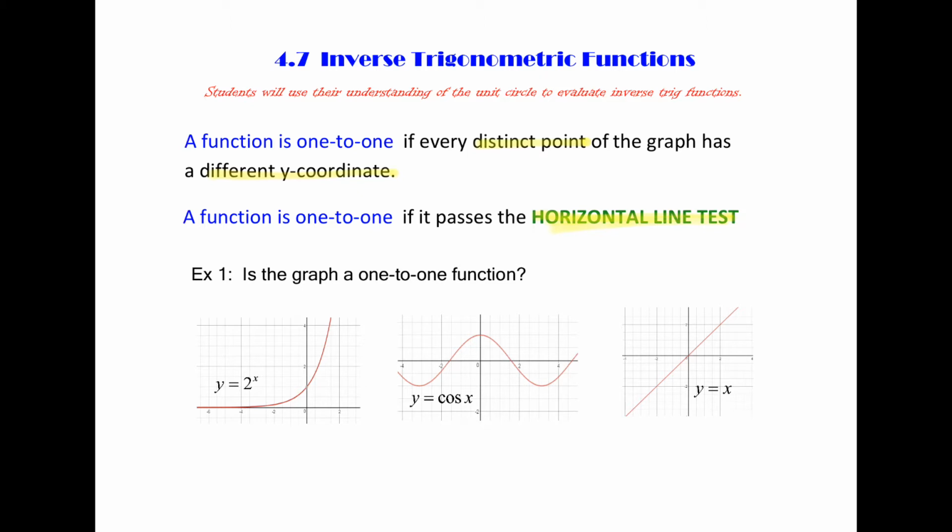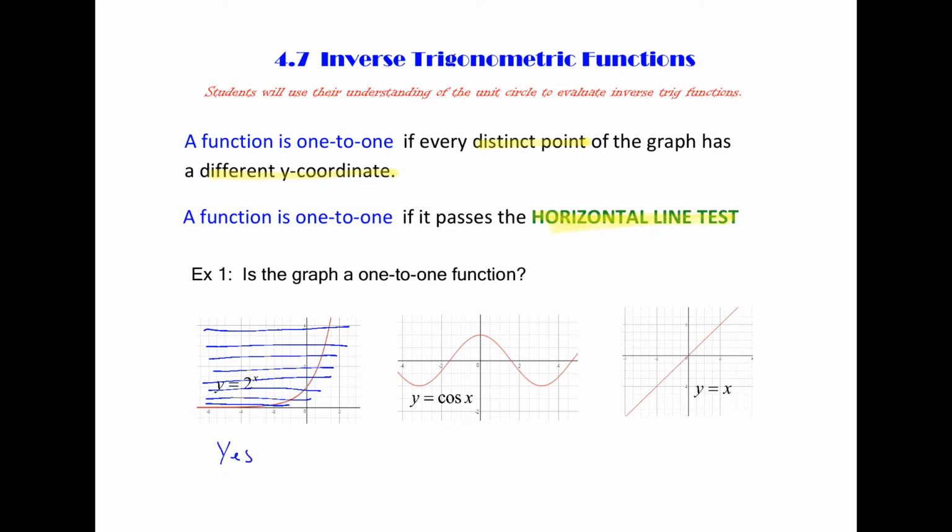On example 1, is the graph a one-to-one function? This is an exponential, y equals 2 raised to the x power. As you graph and draw these horizontal lines in, is there any point where you can draw a horizontal line where it intersects the graph at more than one place? Even as you get down to the bottom here, remember that it's getting closer and closer to the x-axis. So at no point does it ever intersect twice. So is this graph a one-to-one function? And the answer is yes.